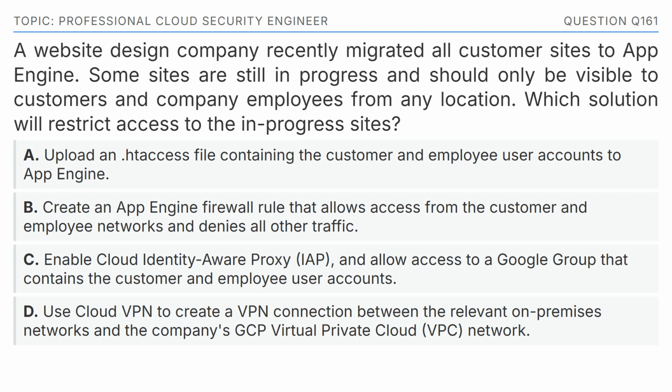The options are: Option A, upload an .access file containing the customer and employee user accounts to App Engine. Option B, create an App Engine firewall rule that allows access from the customer and employee networks and denies all other traffic. Option C, enable Cloud Identity Aware Proxy, IAP, and allow access to a Google group that contains the customer and employee user accounts. Option D, use Cloud VPN to create a VPN connection between the relevant on-premises networks and the company's GCP Virtual Private Cloud, VPC, network.